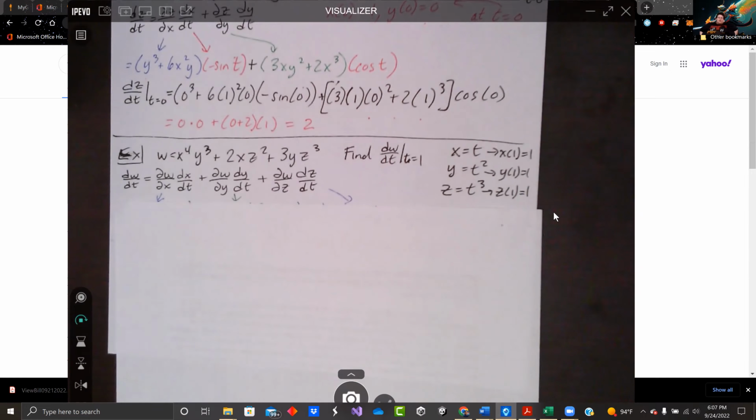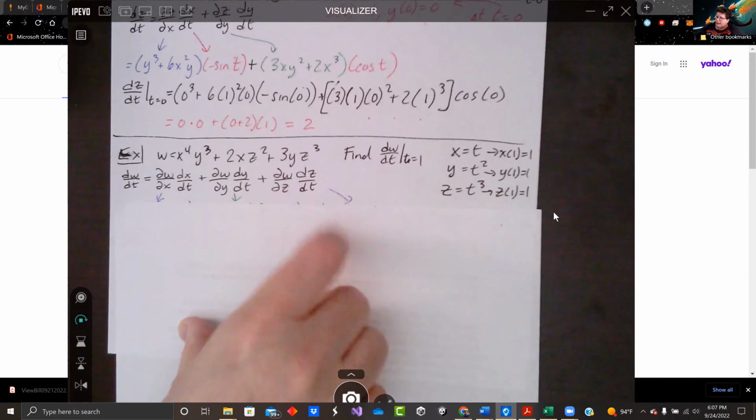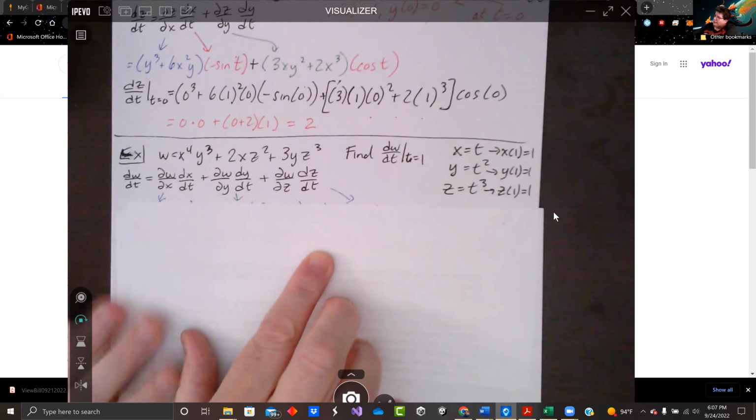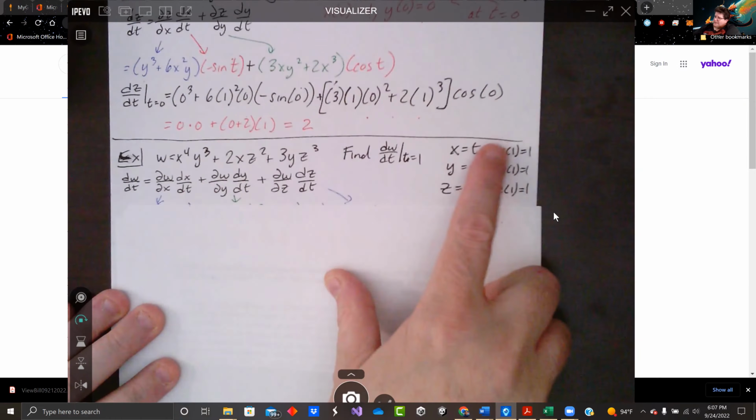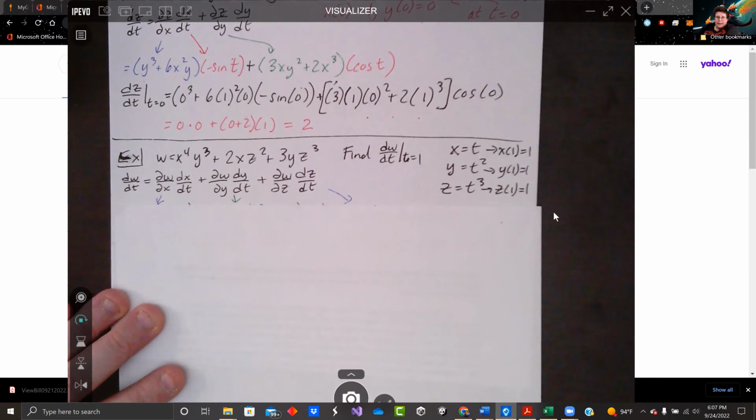You should pause your video and try to give it a try. See if you can come up with what I got right here. Just take the partial derivative of each of these with respect to the individual components. I recommend writing them out. Don't substitute anything in yet. Show what the derivatives of dx, dy, dz are with respect to t, and then evaluate at t equals 1.